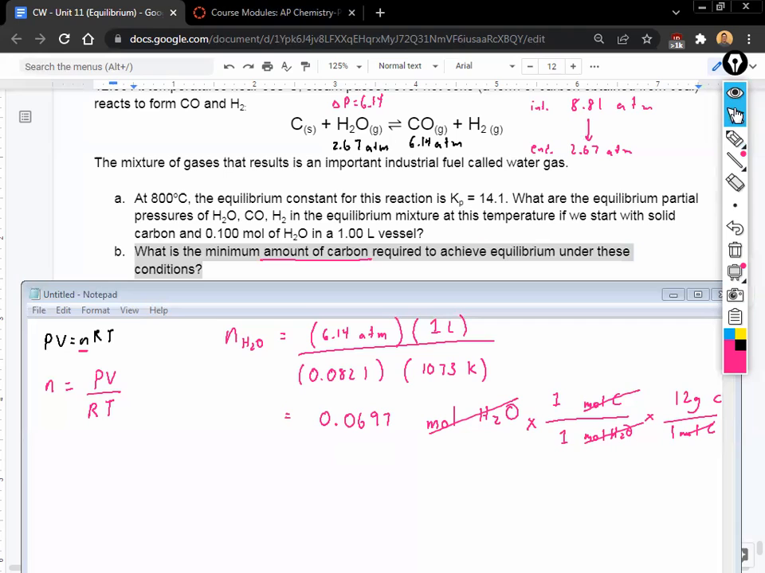If I pull out my calculator, 0.0697 times 12, that'll get us... So the amount of carbon that we need to reach equilibrium is 0.8364 grams of carbon. So that's part B.